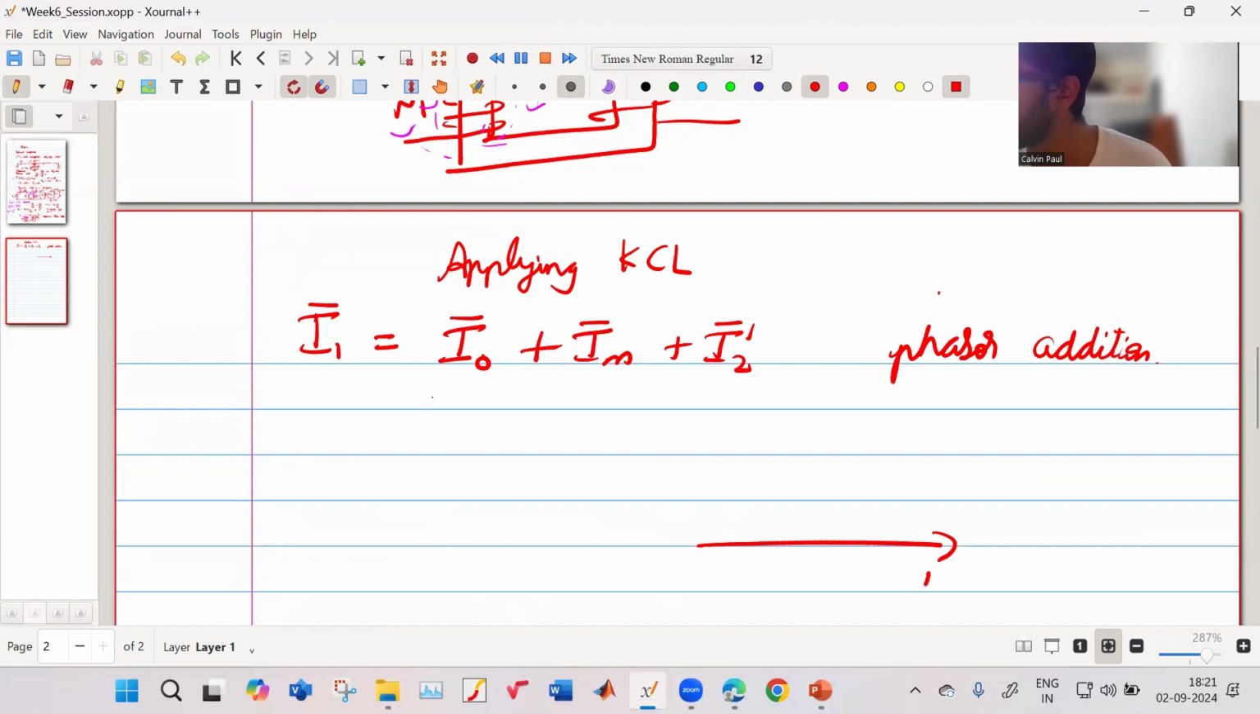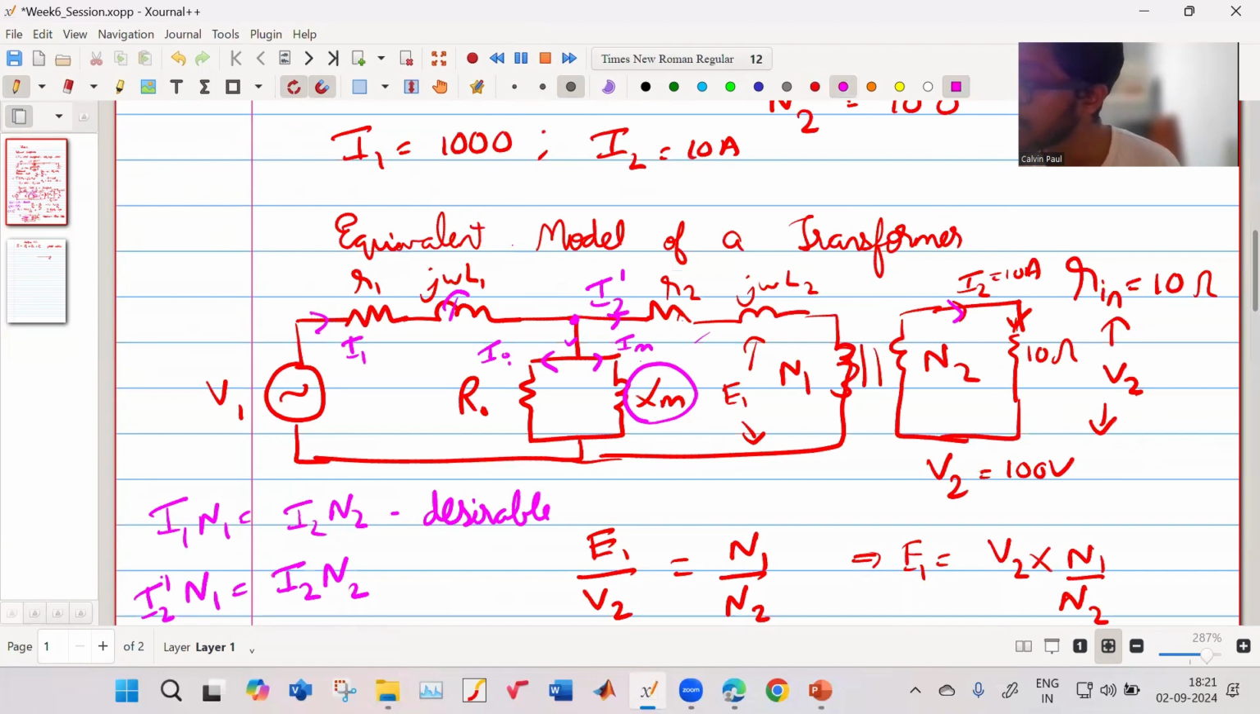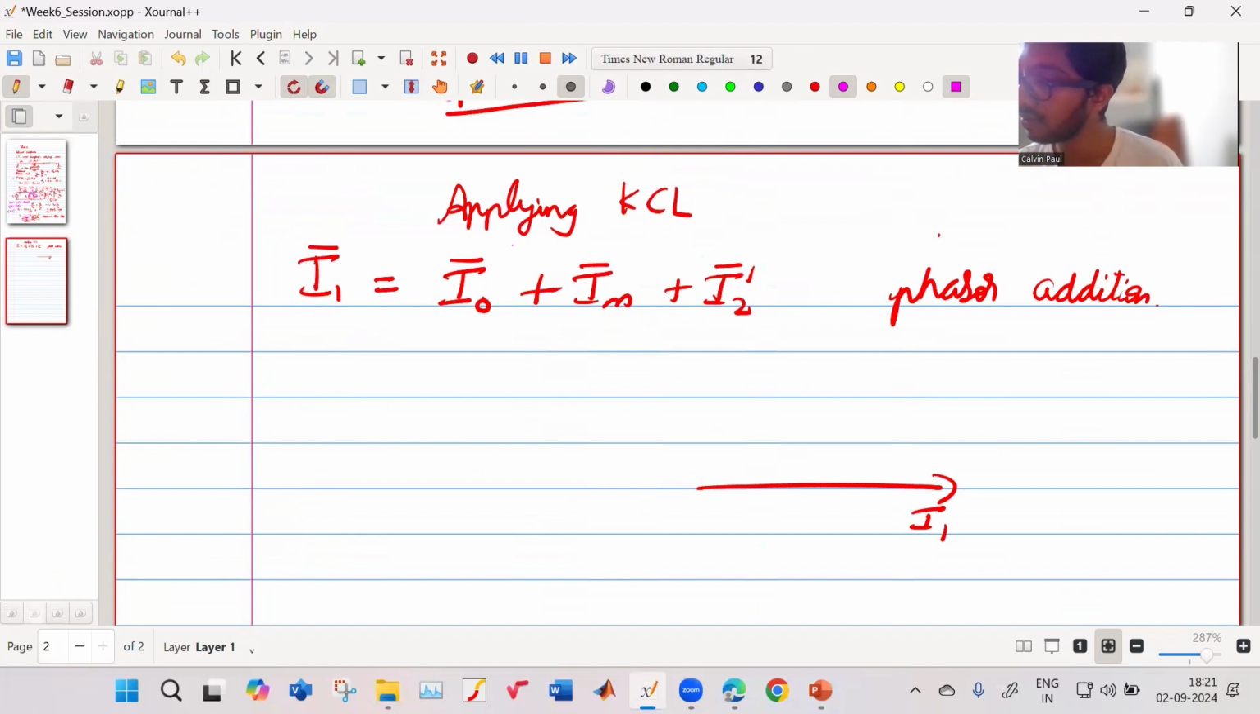So we have this I1, then there's certain I0. So this I0 plus Im bar can be represented as current IC. Sorry, this actually is I1. This current is your IC, this current is your I0. Approximately your no load current.